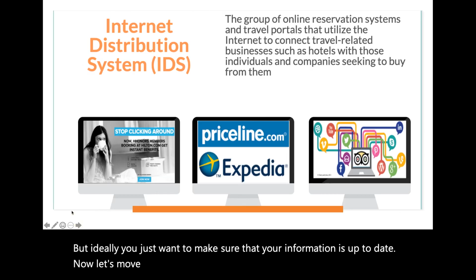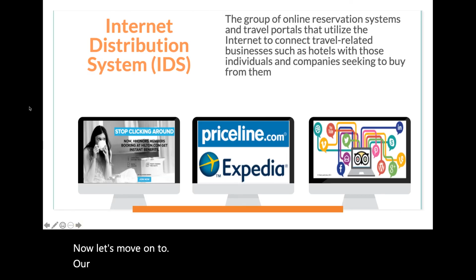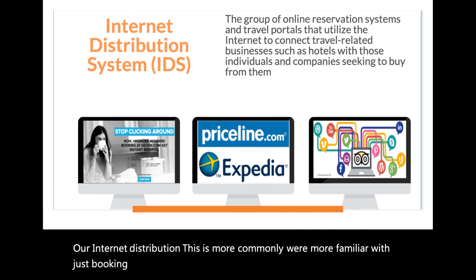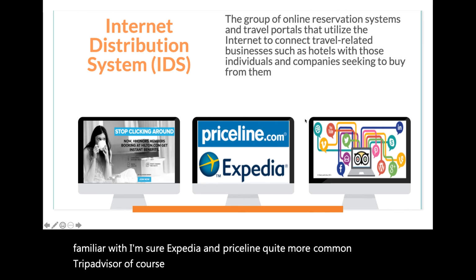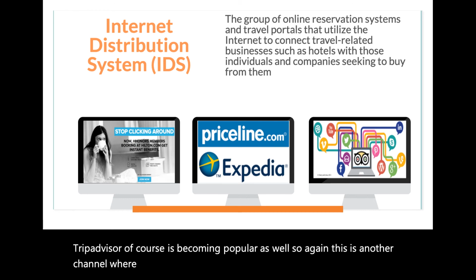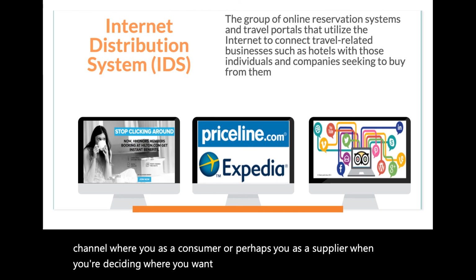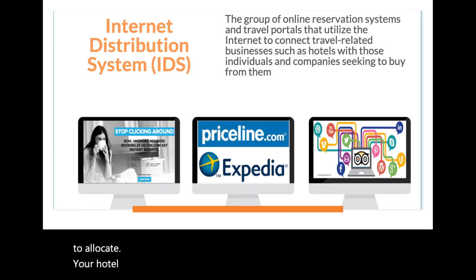This is more commonly what we're familiar with, just booking online. So this is something that most of us are probably familiar with. I'm sure Expedia and Priceline, quite common. TripAdvisor, of course, is becoming popular as well. So again, this is another channel where you as a consumer, or perhaps you as a supplier, when you're deciding where you want to allocate your hotel rooms, where you want to sell them through the RevSim, this is where you would be offering your hotels through third party.